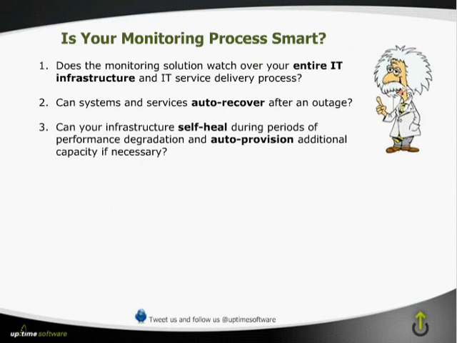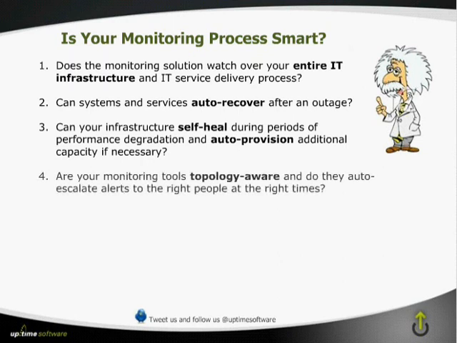Fourth question is, are your monitoring tools or tool set topology aware? Does it understand the difference between a system sitting out there on a network or whether it's sitting behind 3 layers of routing in remote regions? If it doesn't, what you probably experience is what a lot of companies unfortunately come across, and that's just a sea of red alerts. And can you actually auto-escalate alerts to the right people at the right time?